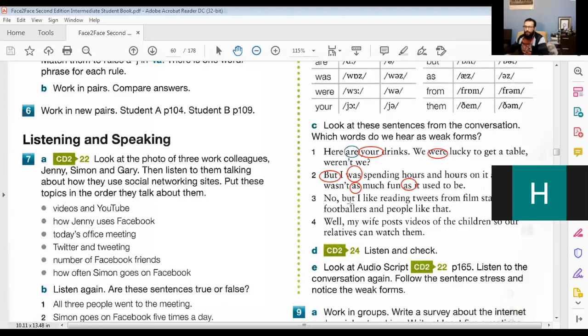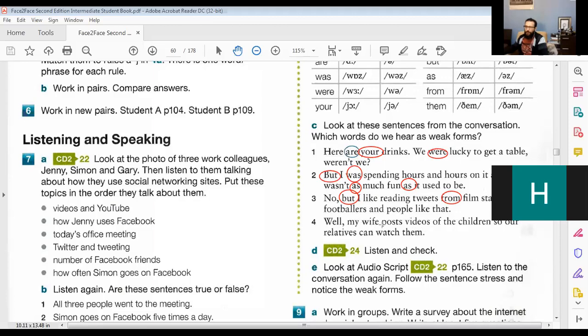No, but I like reading tweets from film stars and footballers and people like that. Where are the weak forms? But is a weak form. But I like. Did he say from or from? From film stars. How did he say it? From film stars. Weak form. Yeah, weak form, correct.